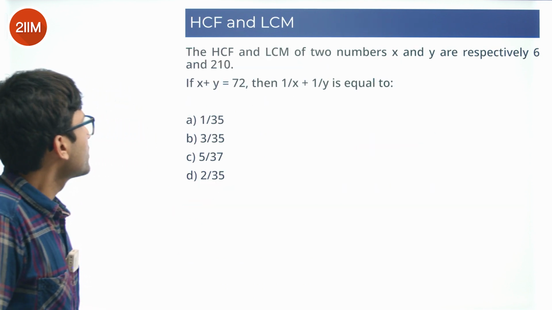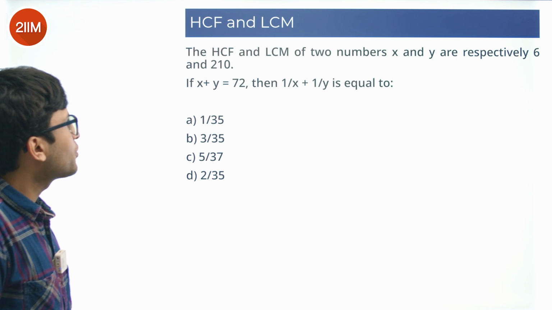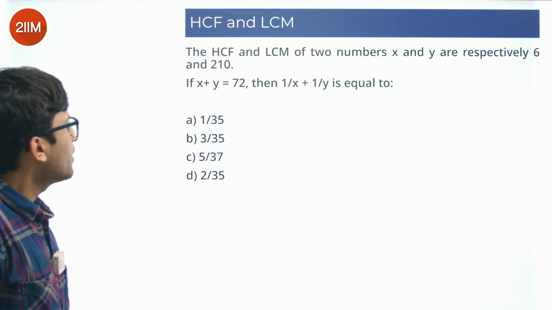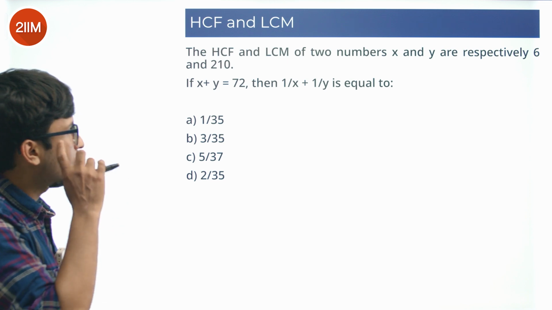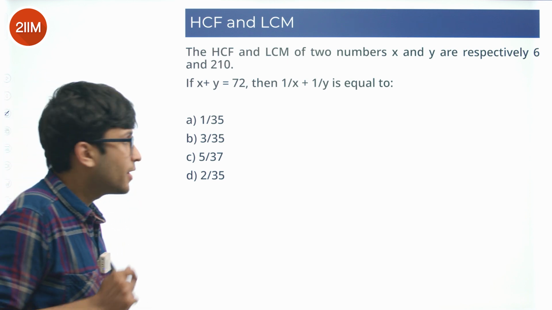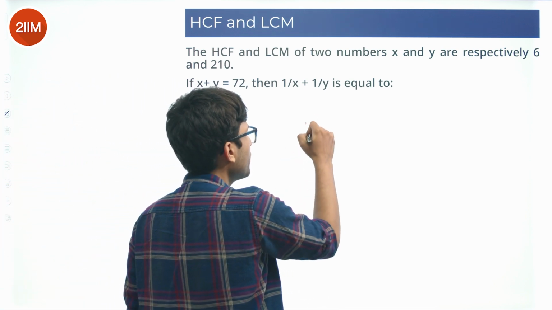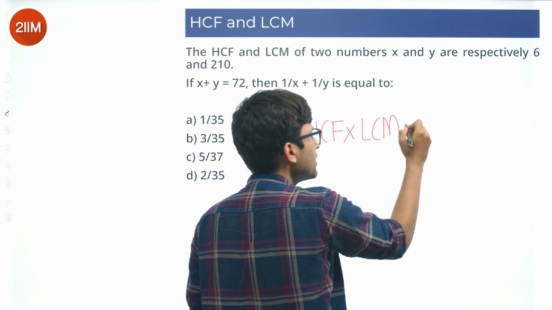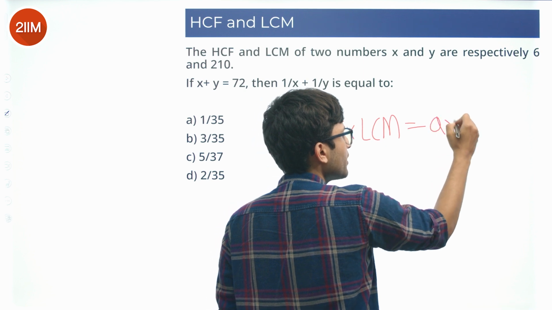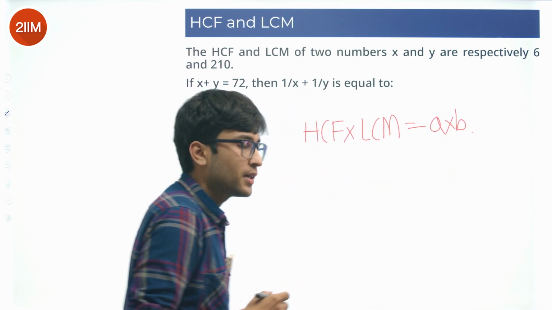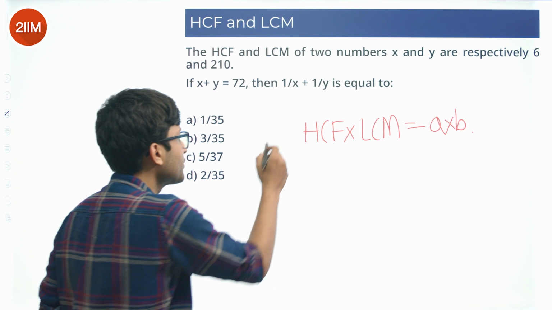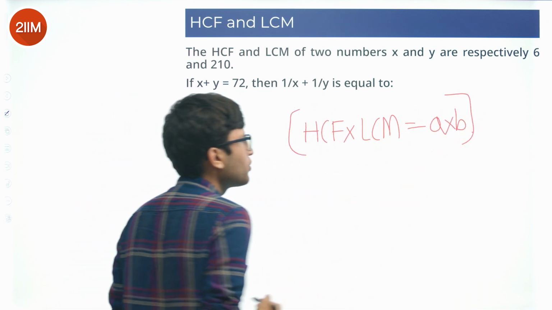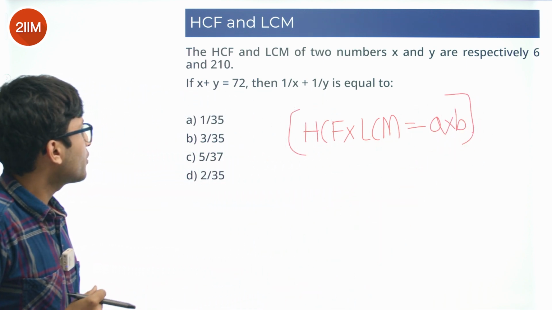Let's start. The HCF and LCM of two numbers x and y are 6 and 210 respectively. First of all, the important formula which we know is that the HCF of two numbers times the LCM of two numbers is equal to the product of those two numbers. This is the formula which we all know.